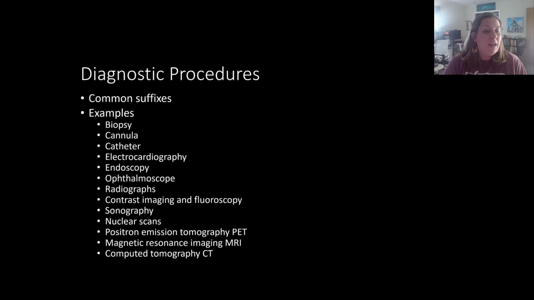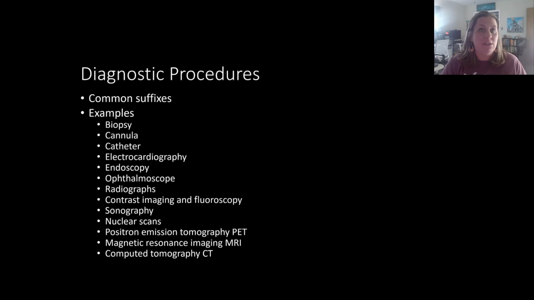This brings us to a number of different examples of things we can use for diagnostic procedures. Now, some of these are non-radiological, meaning we're not using radiation in order to get them. These would include things like biopsy, cannula, a catheter, electrocardiography, and endoscopy. Those are all going to be instruments that are used without the use of actual radiology. Okay, when we look at that.